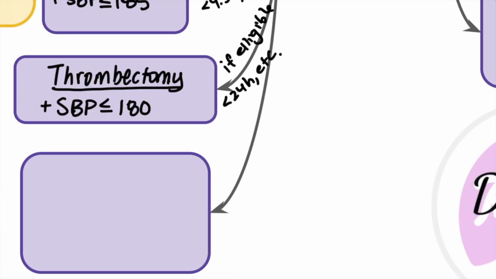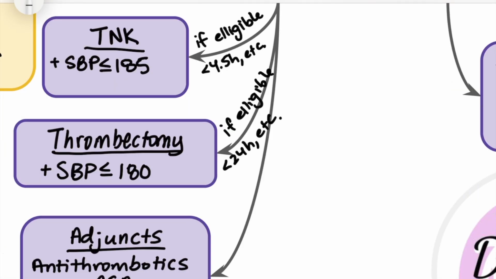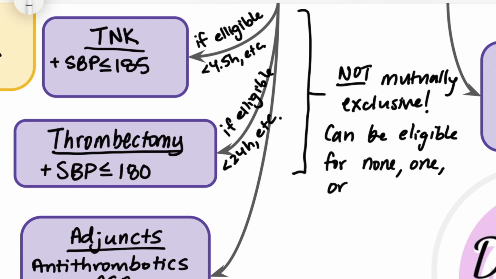Regardless of TNK or thrombectomy eligibility, you should also consider adjuncts. These include antithrombotic medications, aspirin, as well as DVT prophylaxis. It's very important to remember that TNK and thrombectomy are not mutually exclusive. In other words, patients can get none of the interventions, one of them, or both.